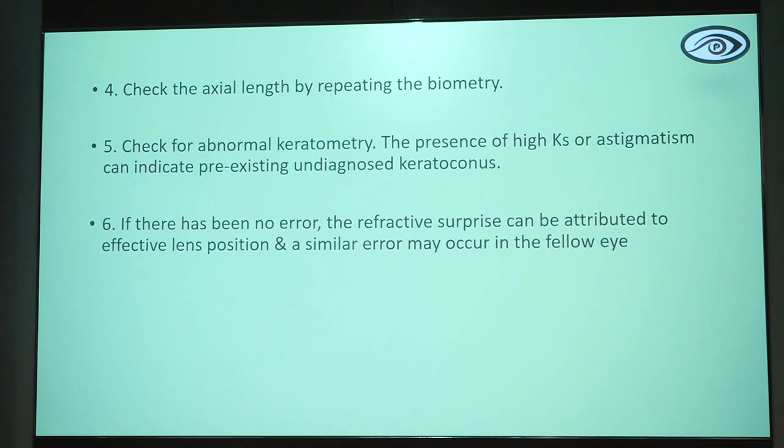So always check the axial length by repeating the biometry. Check for abnormal keratometry. For all my patients, whenever I do premium surgery, even for monofocal, I do topography. I just want to make clear that the patient doesn't have undiagnosed keratoconus. If there has been no error, the refractive surprise can be attributed to the effective lens position. A similar error may also occur in the fellow eye. You have to be very, very careful. One of the patients had their effective lens position change.